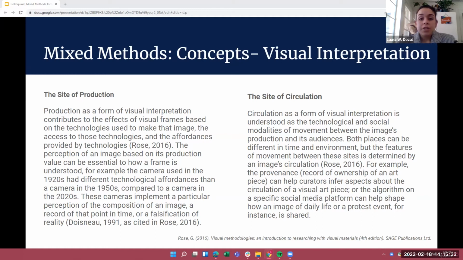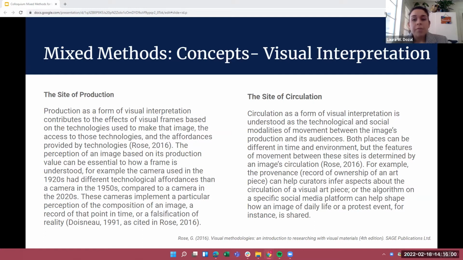The site of circulation, what I touched on earlier, is a form of visual interpretation that is understood as the technological and social modalities of movement between an image's production and its audiences. So both places can be different in time and in environment, but the features of movement between these sites is determined by the image's circulation.